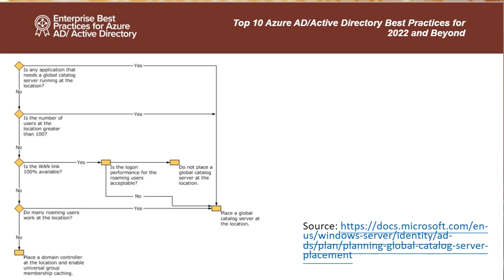Is the WAN link 100% available? If it is, then you have to consider if the logon performance for roaming users is acceptable. And so then we make a decision based on that. And then we also consider, do many roaming users work at the location? And if the answer to that is yes, then you're going to want to have a global catalog server at that location.